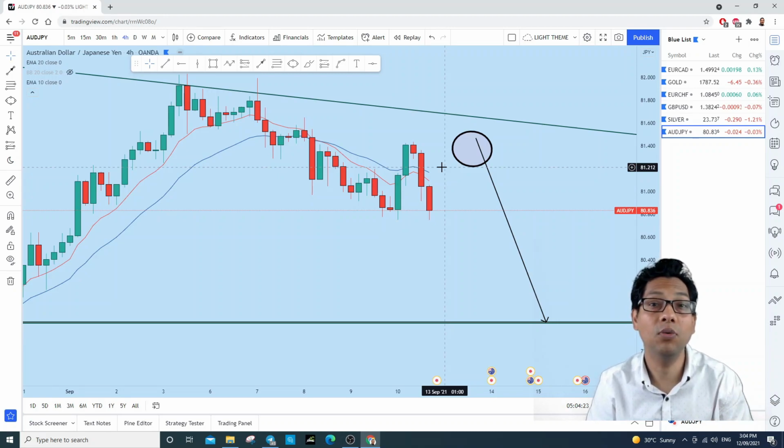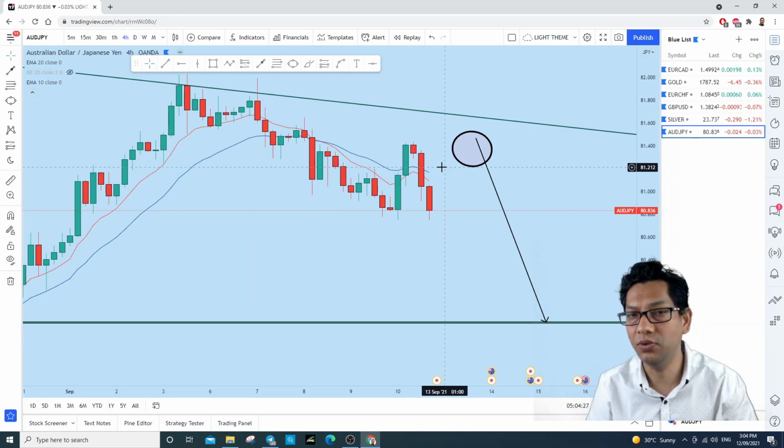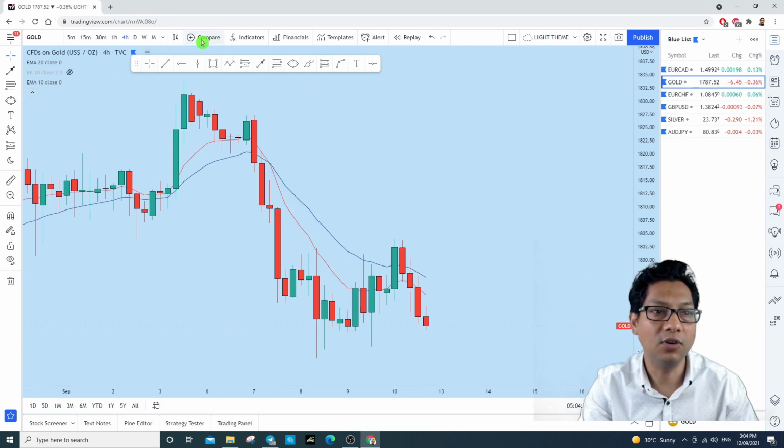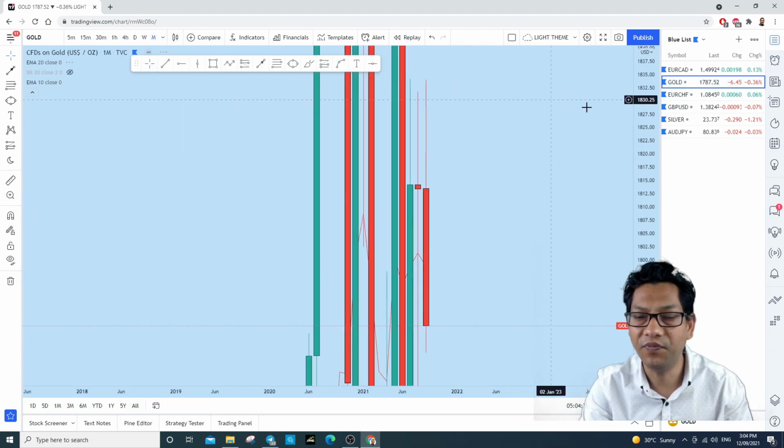The last thing we will be covering is gold and silver, so stay tuned. Now on the gold, let's start with the monthly time frame first.